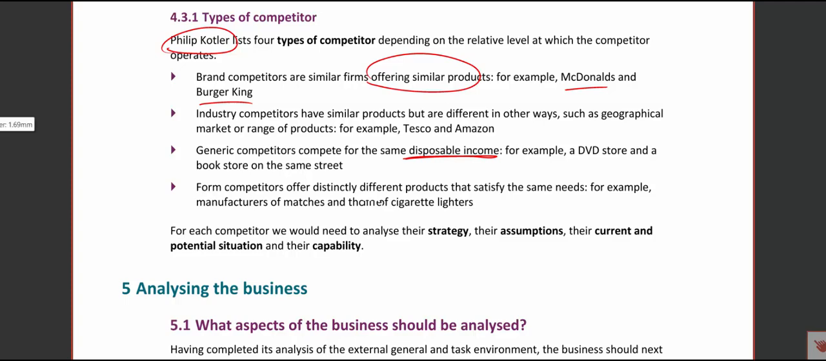So for example, if I have some money left at the end of the month, I might decide that maybe I'll go out and buy a new DVD or something like that. The other option that I might consider would be maybe buying a new book. So they're satisfying different needs, but they're competing for the same £10-15 that I have left at the end of the month, for example.